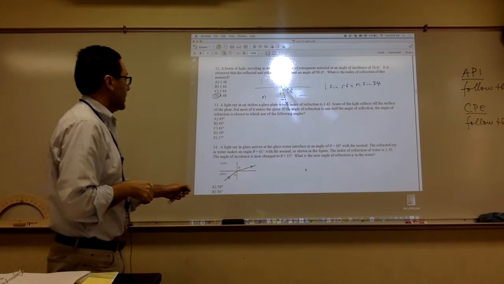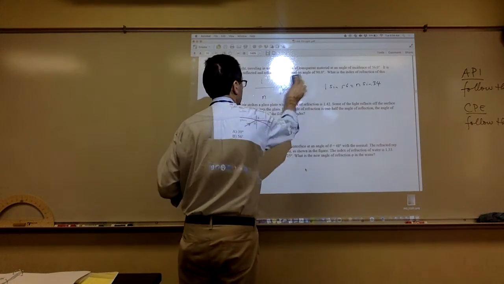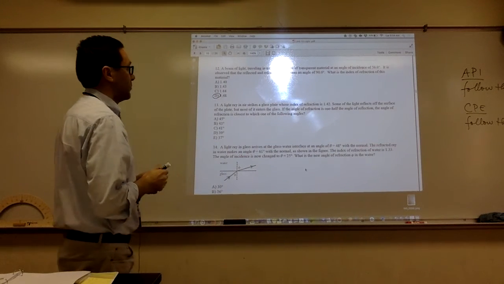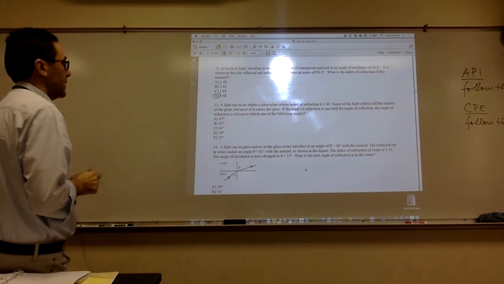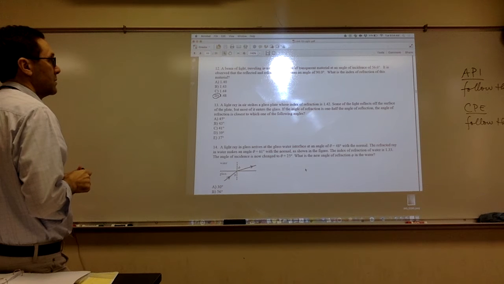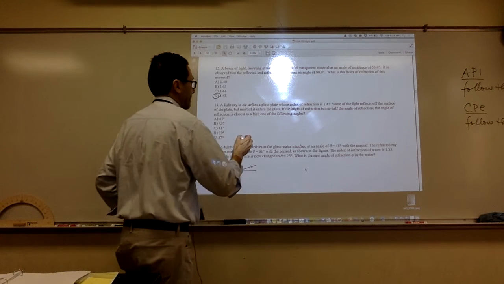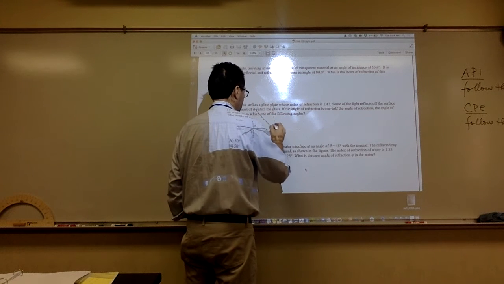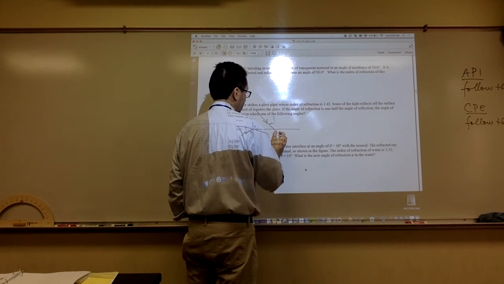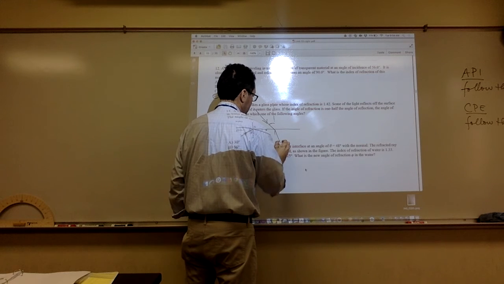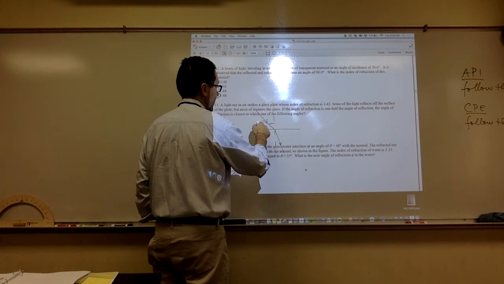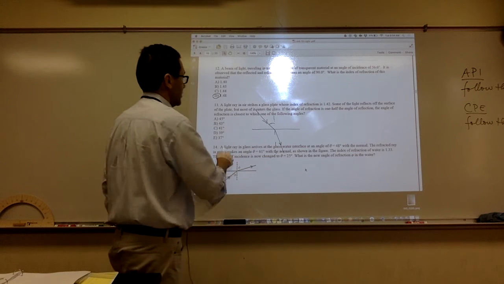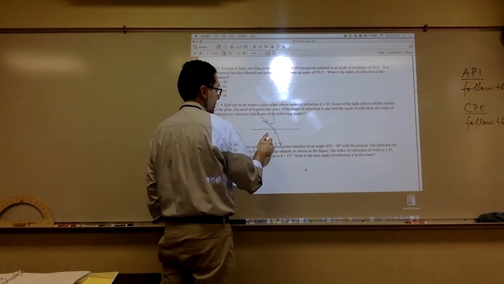Okay, a light ray in air strikes a glass plate whose index of refraction is 1.42. Some of the light reflects off the surface, but most of it enters the glass. So this one looks like this. You come in with an angle, and then you're going to bend. And this angle here is half of that, which means the index of refraction here is bigger, right? It's because you're coming from air to glass, which makes sense.